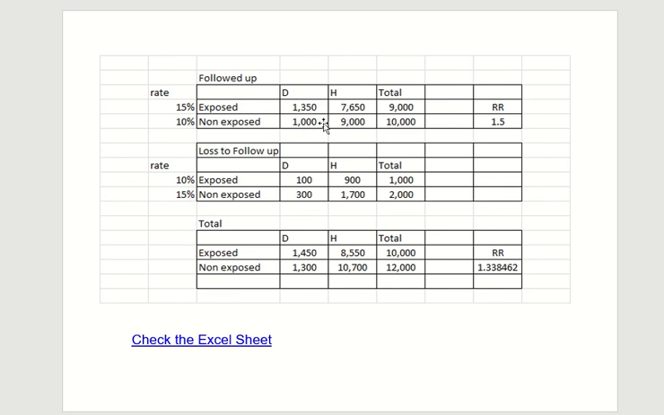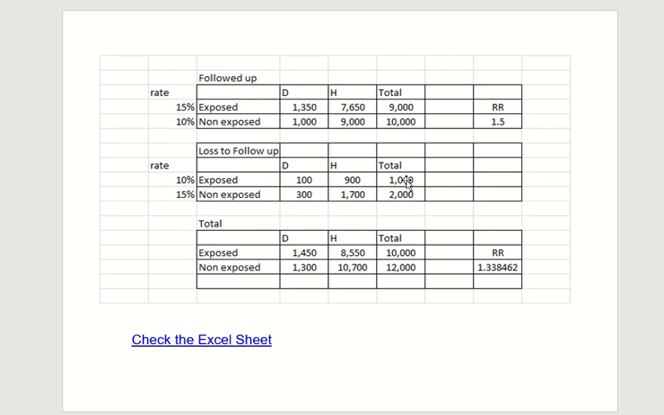We were saying that I had a total of 10,000 and 12,000 if nobody was lost to follow up. But I know that in fact I have 1,000 lost to follow up in the exposed and 2,000. So really in your study this is what you're seeing. You're seeing 9,000 versus 10,000. And in your study you're seeing 15% as a risk in the exposed and 10% in the non-exposed. 15% out of 9,000 is 1,350. 10% out of 10,000 is 1,000, and therefore you calculate the relative risk, it comes out to be 1.5.